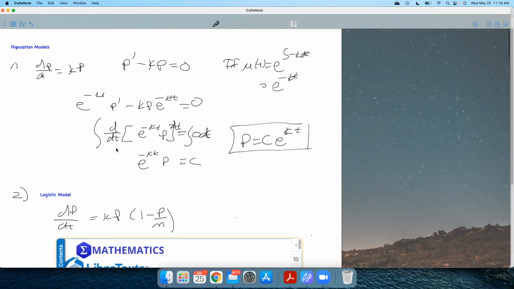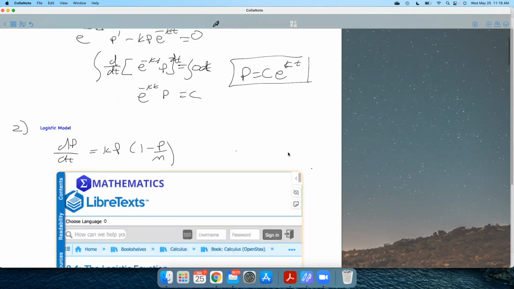We use this for radioactive decay, where we would have a negative K value. Or population growth, where we don't have any kind of limits on our population, bacteria growing in a petri dish, and they haven't reached the boundary. So you've had a few homework problems that look like that.